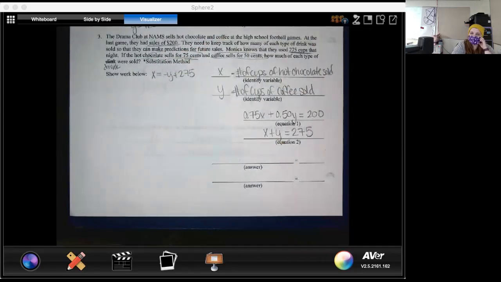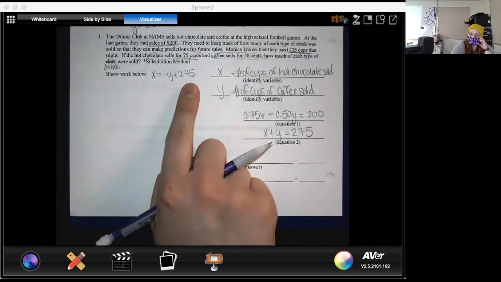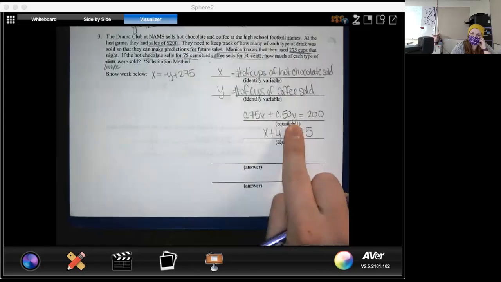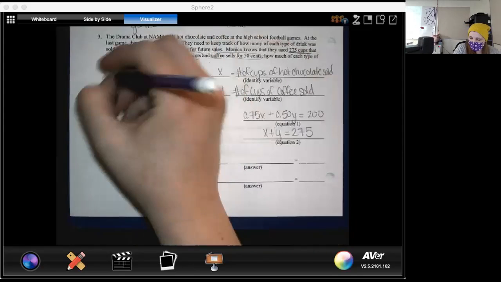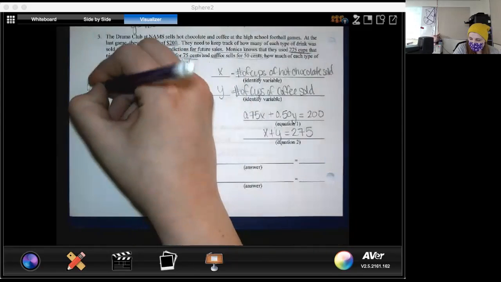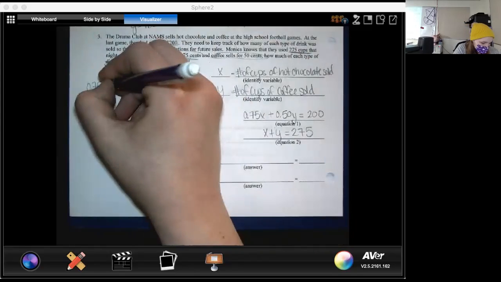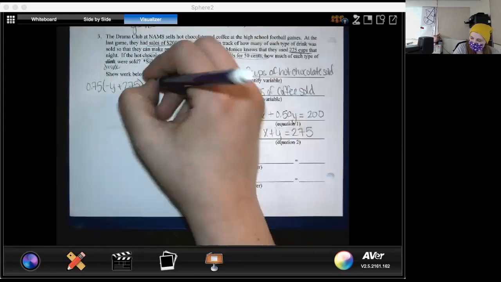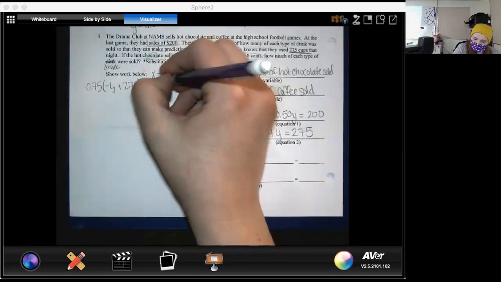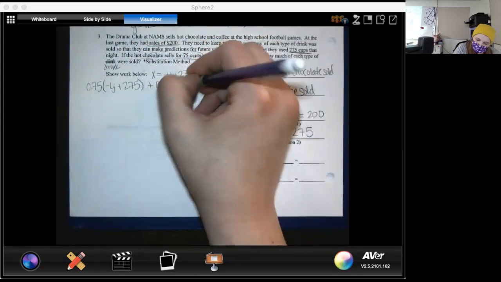So now we're going to substitute negative y plus 275 into the other equation. You are going to have decimals in this, so it is okay to keep decimals. You do not need to turn your answers into fractions. If you're not working with money, you need to keep your fractions. So we have 0.75 times negative y plus 275, plus 0.50y equals 200.